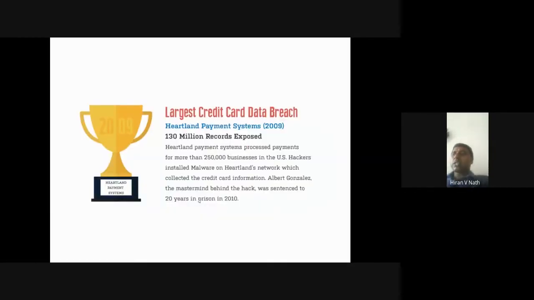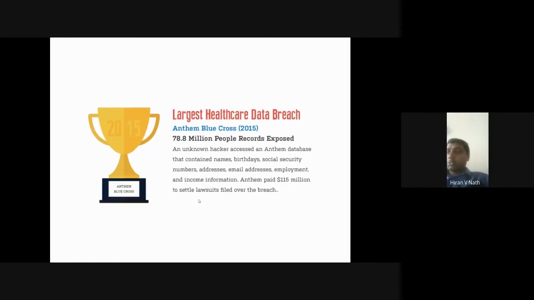So the largest credit card data breach till now, as per my knowledge, is 130 million records exposed, which was against Heartland Payment Systems in 2008. After that, I don't know whether anything has happened. I haven't seen that big a quantity.